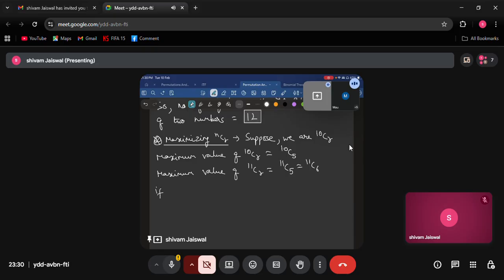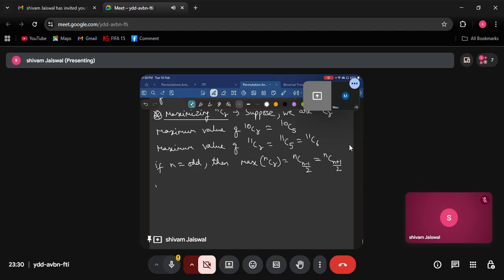So let us generalize this. If n is odd, then what is the maximum value of nCr? Tell me. If n is odd, nC(n minus 1)/2 or nC(n plus 1)/2. And if n is even, nC(n/2). Okay. Let us do one problem based on this.